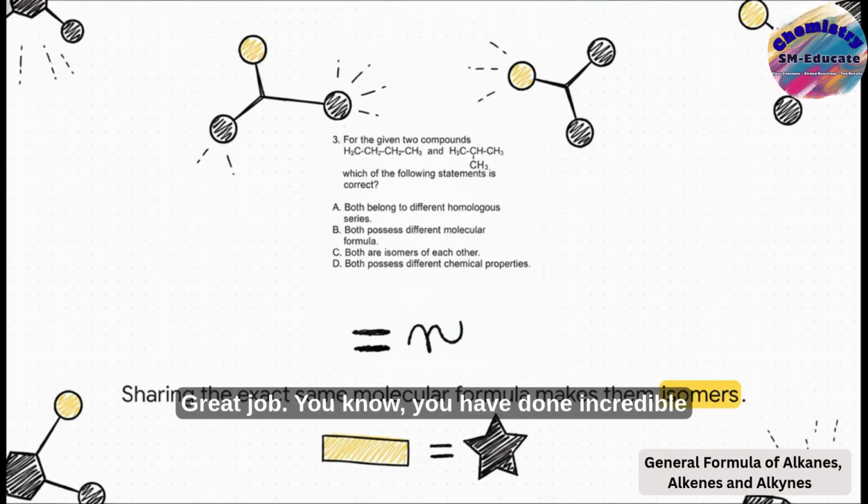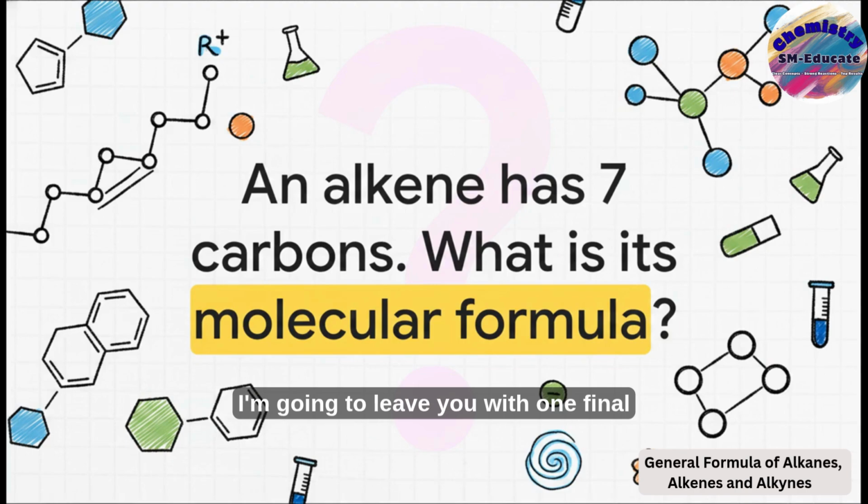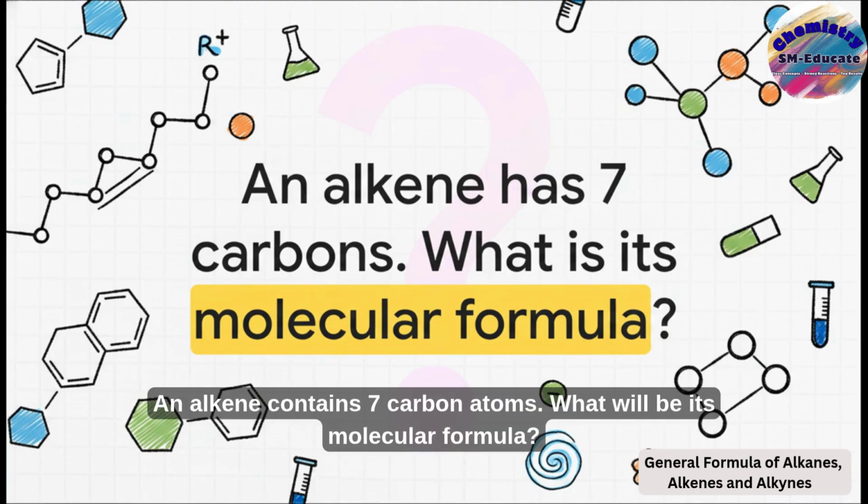Great job. You know, you have done incredible work today building your understanding of organic chemistry. But before we wrap up the explainer, I'm going to leave you with one final exam question as a bit of a cliffhanger. An alkene contains 7 carbon atoms. What will be its molecular formula?